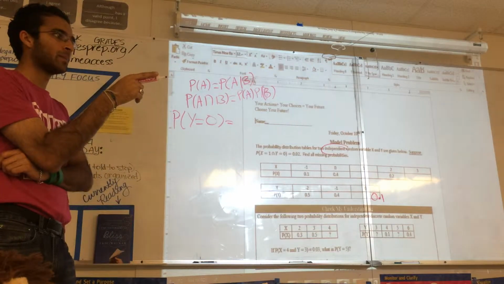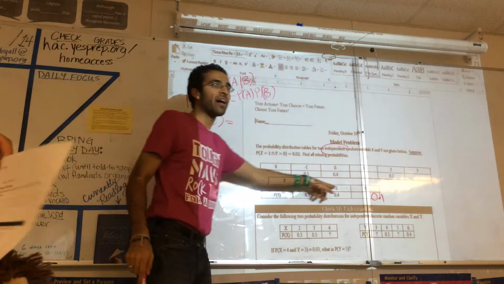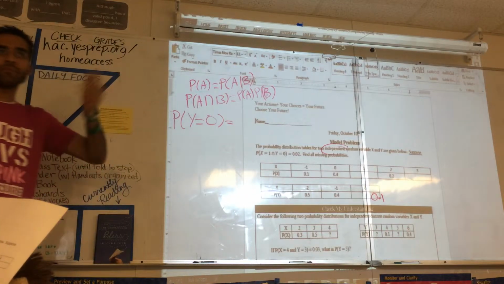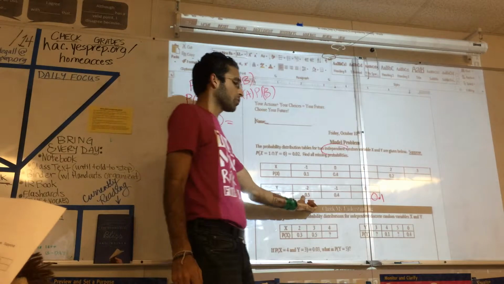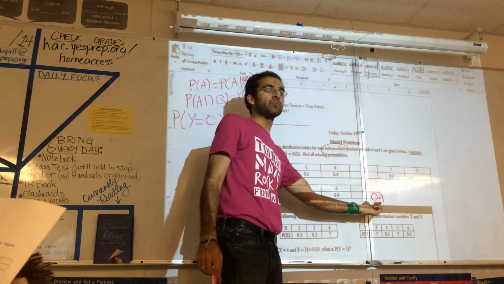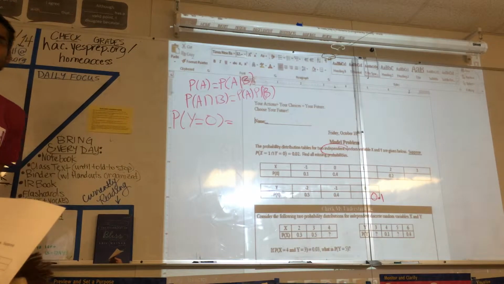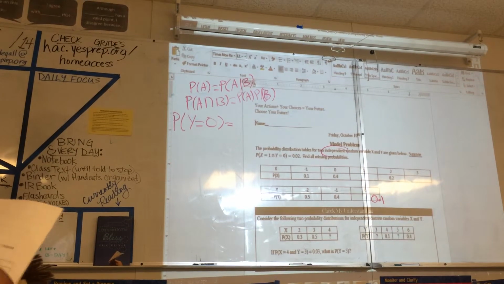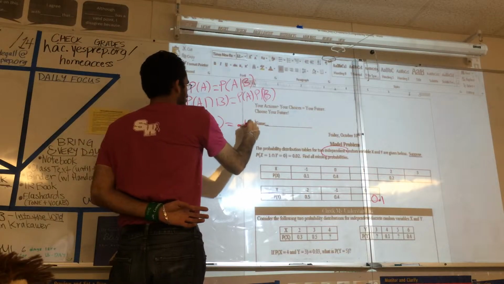There are only three possible values for y. It must be one of those three. Therefore, if this is 0.5 and this is 0.4, this must be 0.1. Has to be. There are only three possible values. So now I know the probability of y equaling 0 is 0.1.